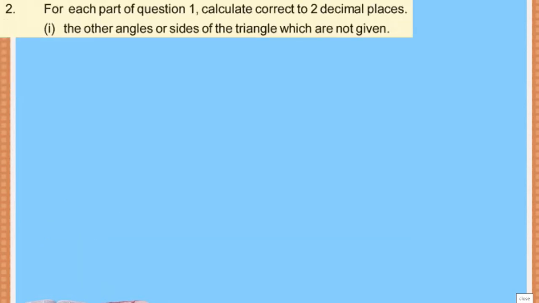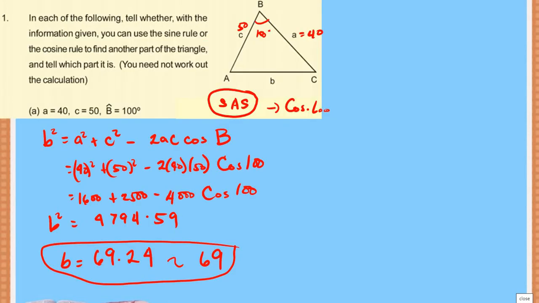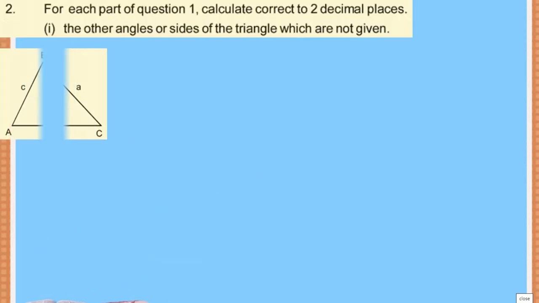Now we go to the second question. It says, for each part in question 1, calculate to 2 decimal places the other angles or sides of the triangle which are not given. Let's compute all the other parts of the triangle. I am going to draw the triangle here again.